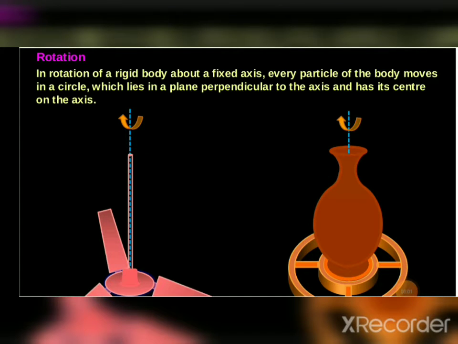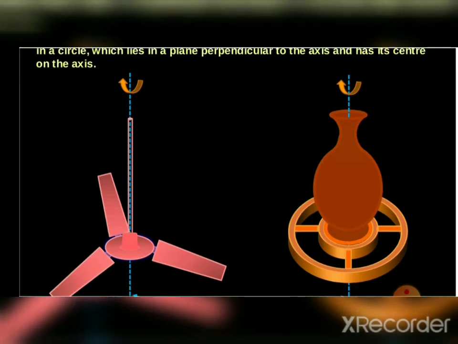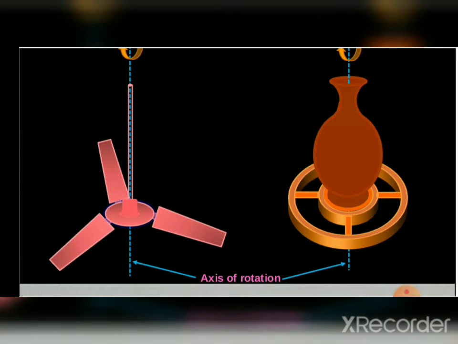Now see here what is meant by rotational motion. In a rigid body, if an object is fixed about its axis and every particle of the body moves in a circle which lies in the plane perpendicular to the axis and centered on its axis, as you can see on the screen, that type of motion is rotational motion. There should be a fixed rotation axis, or axis of rotation, about which the object is moving.